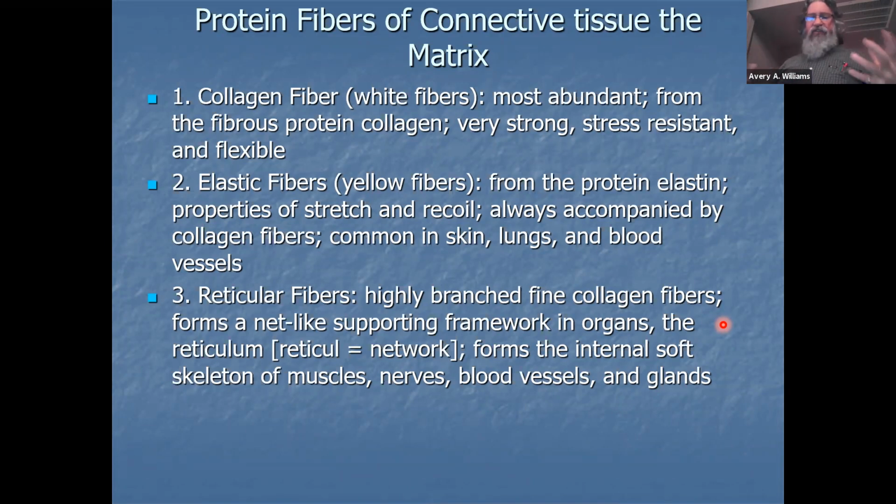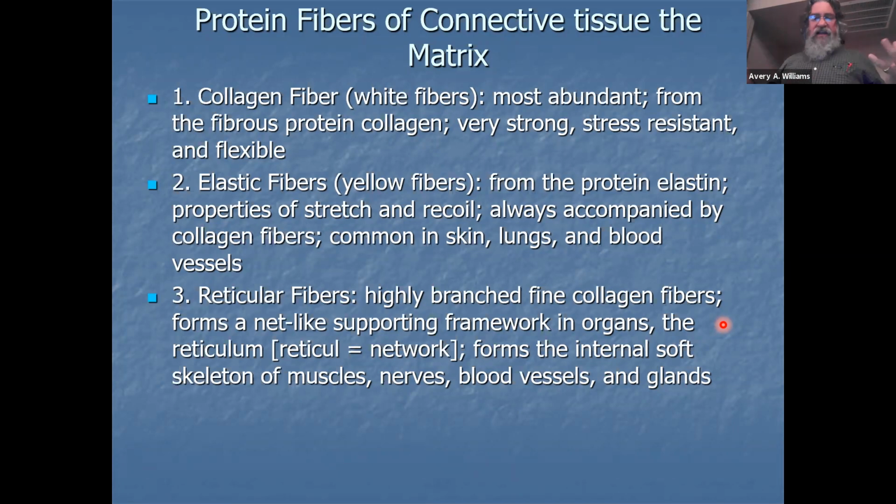They form networks, a framework for organs. Actually, the internal soft skeleton of an organ is called the reticulum. So the reticular fibers form a reticulum. Of course, reticulum means network of these little collagen fibers. And it forms that internal soft skeleton to which all the other functional cells and tissues are adhered.